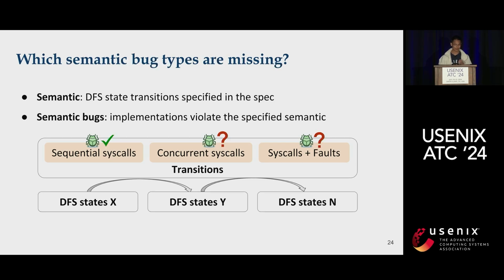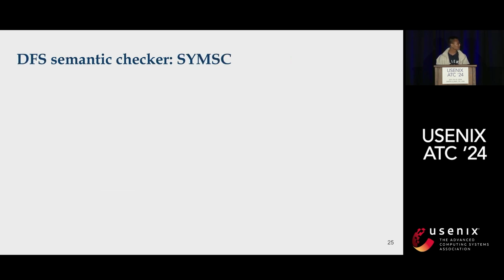Unfortunately, existing semantic checking can only find one kind of semantic bug, like the crash consistency bug under sequential execution. It will miss all other kinds of bugs in other scenarios. So to be able to detect all kinds of semantic bugs in all scenarios, we propose the semantic checker, SIMSC.